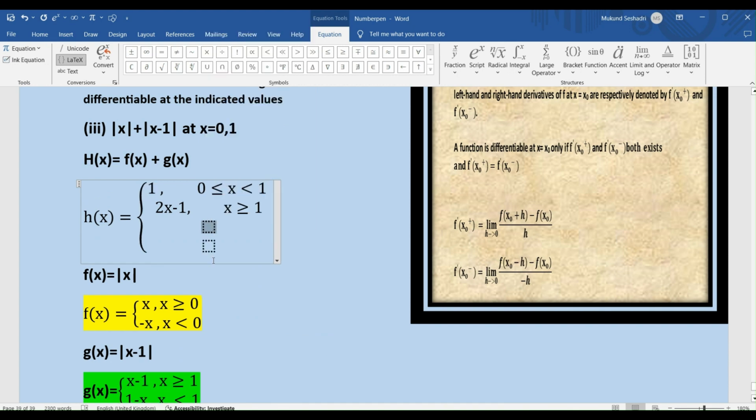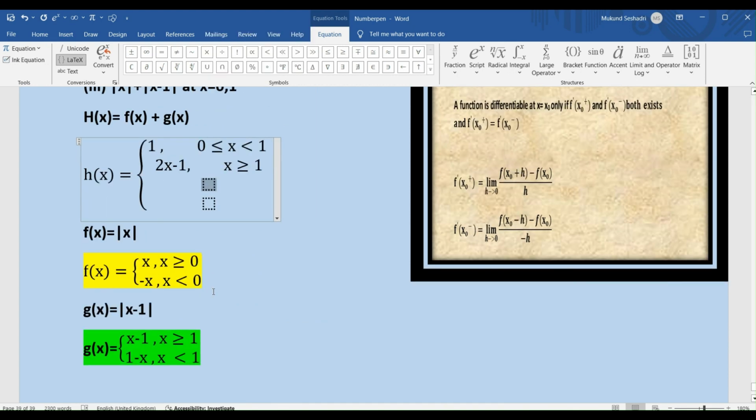Now let me examine h of x for x lesser than 0, right? So when x is lesser than 0, my f takes a value minus x. So let me write that first. And then what happens when x is lesser than 1, which also means my g of x for all negative values takes a value 1 minus x, right?